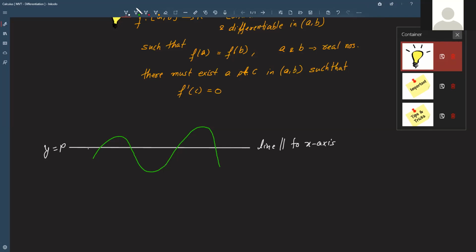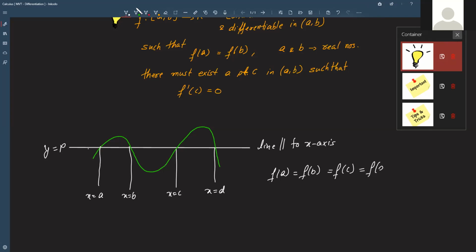Suppose these are the points corresponding to different values of x. Say this is x equals a, this is x equals b, this is x equals c, and this is x equals d. So there are 4 points. What we see here is there are exactly 4 points for which we can say that f of a is equal to f of b is equal to f of c is equal to f of d. So there are 4 such points.